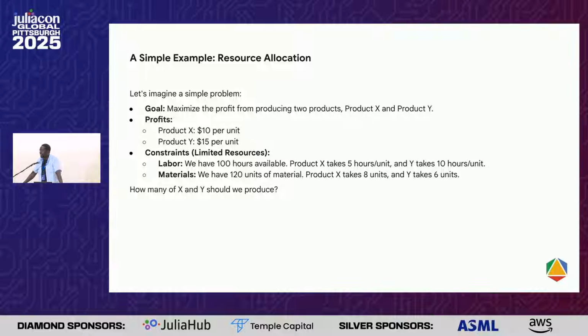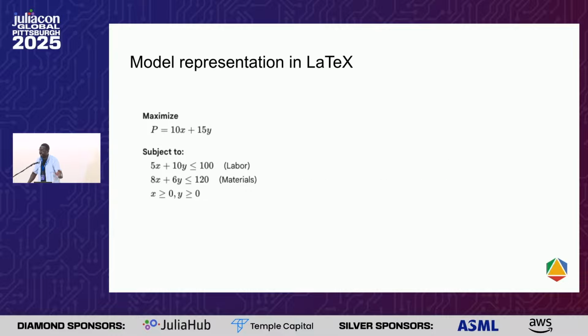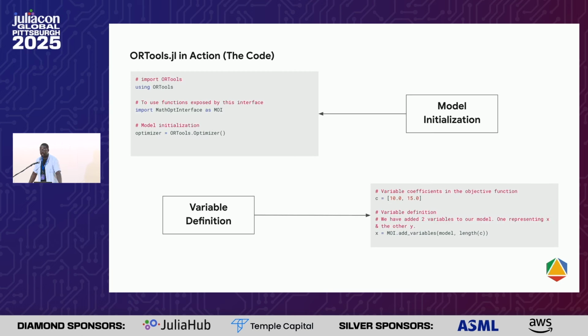So how will we do that in ORTools.jl in its pure form? Okay, this is just the LaTeX representation, trying to condense all those words into a simple representation that makes it a little bit clearer to understand. So the first thing you do is you import ORTools. You initialize your model using ORTools. It's called an optimizer, ORTools.optimizer. You define your variables. These are X and Y.